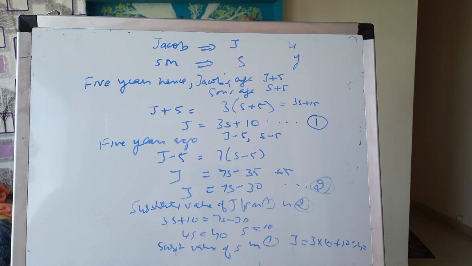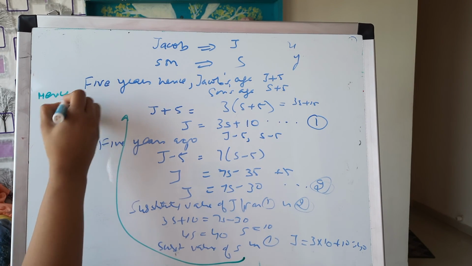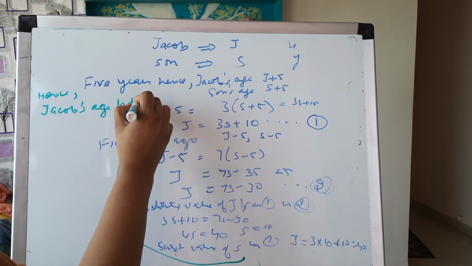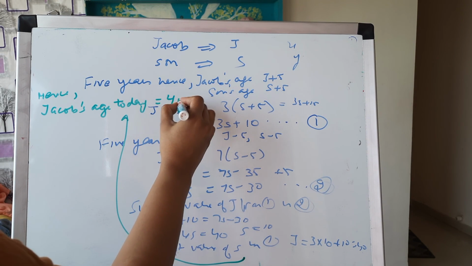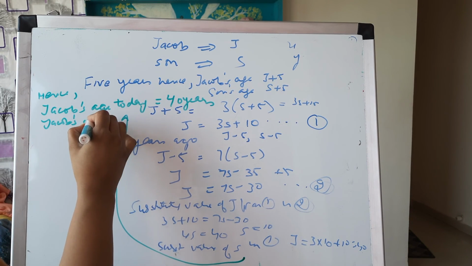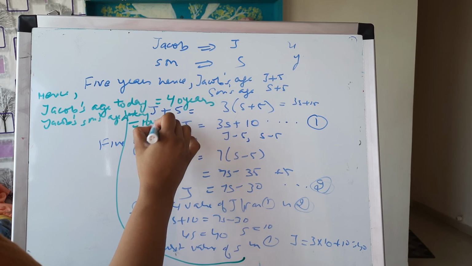So finally, how are you going to write in your paper? How are you going to write? Hence, Jacob's age today is equal to 40 years. Jacob's son's age today is equal to 10 years.